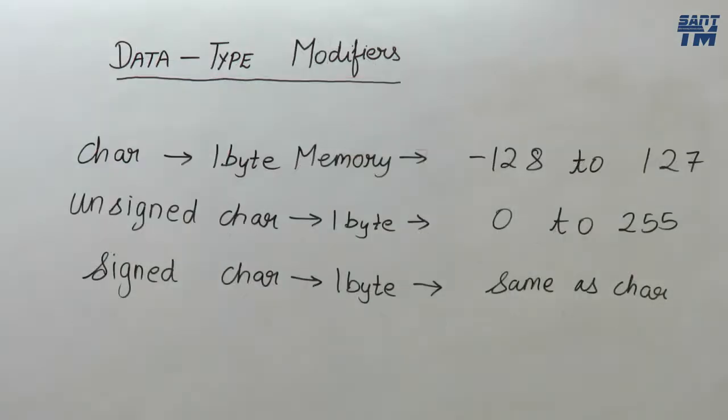Data type modifiers can also be used with char data type. Char data type occupies 1 byte of memory and the ASCII codes of characters can range from -128 to 127. But if we need to modify this char, we can write unsigned char.